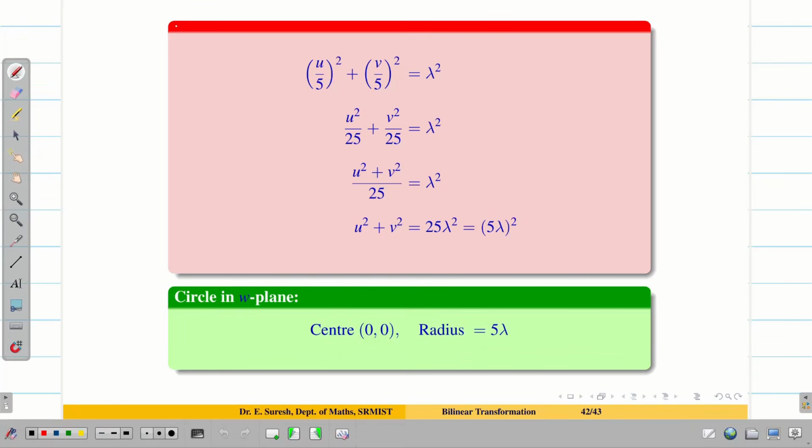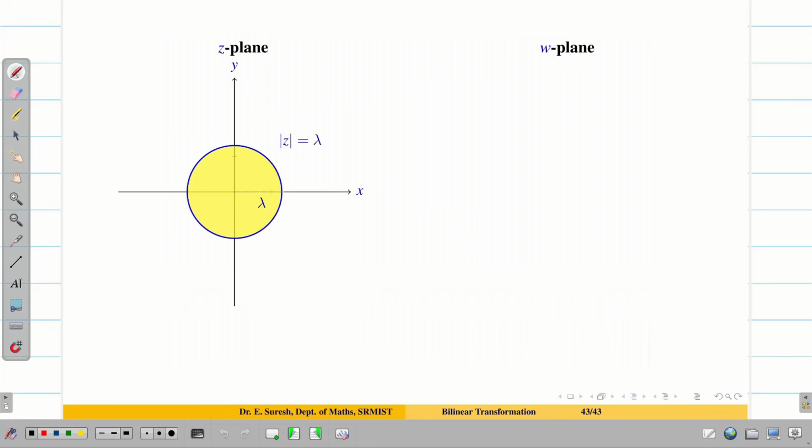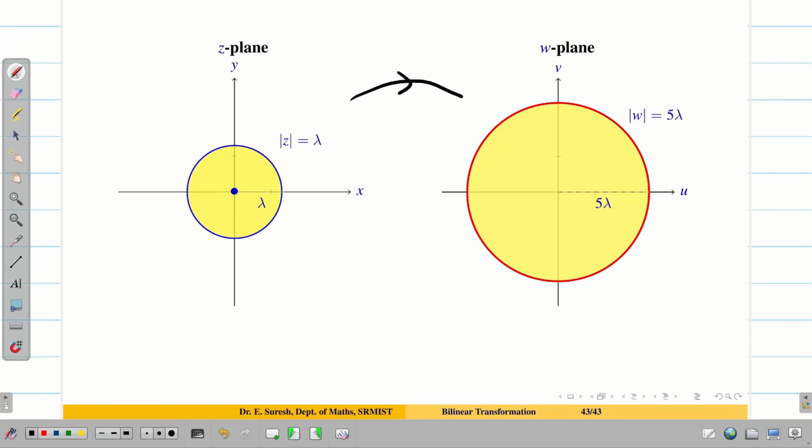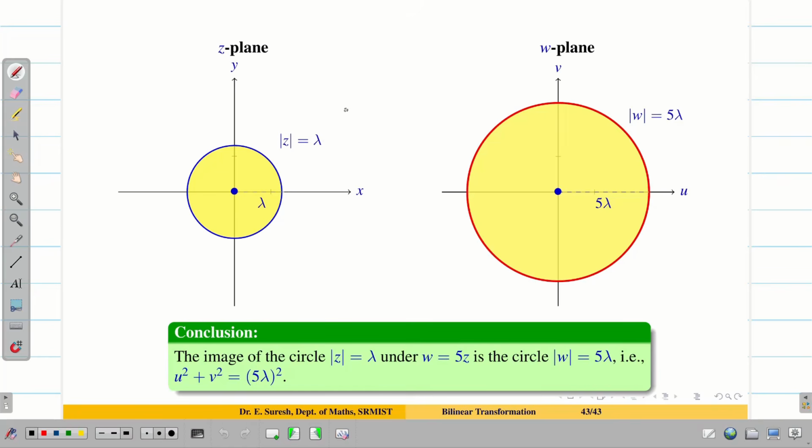Now the problem is almost over. We are in the final stage. We have to draw the image of z plane and w plane. Since it is a circle with radius lambda, I can just draw a random circle and mark the equation of the circle as mod z is equal to lambda. Under w is equal to 5z, the circle radius is increased 5 times. So we have to draw the bigger circle. So under the transformation w is equal to 5z, my smaller circle mod z is equal to lambda is converted into mod w is equal to 5 lambda. Hope you understand, students. Next we are going to see one more problem.